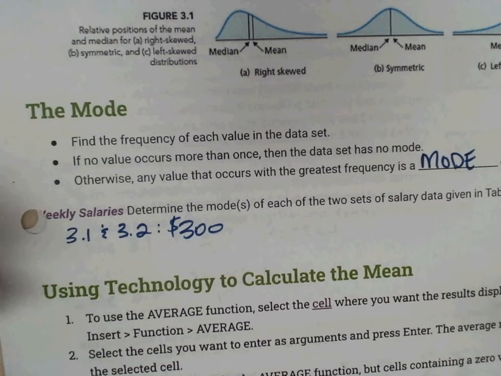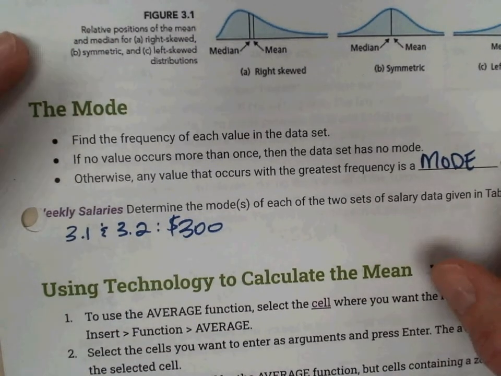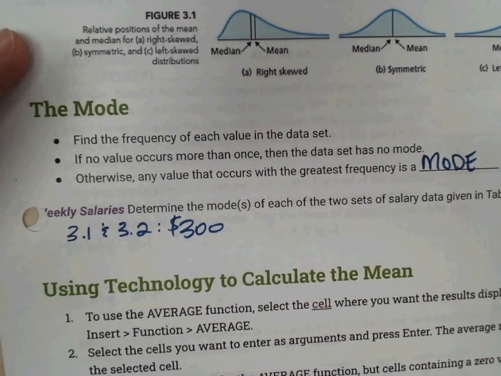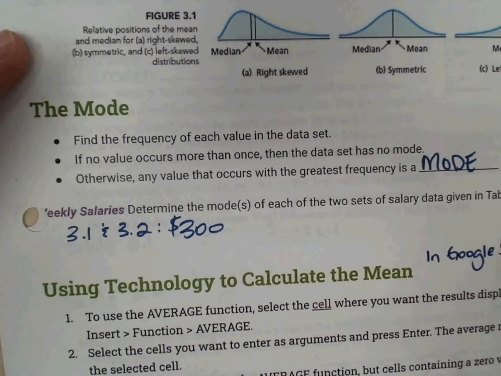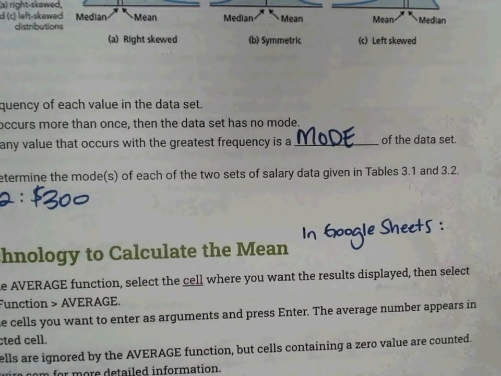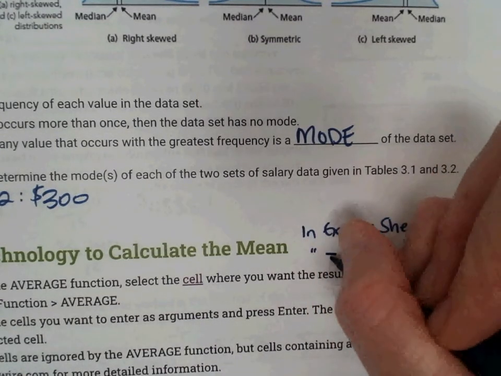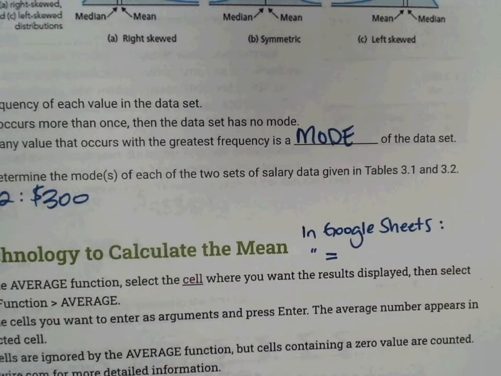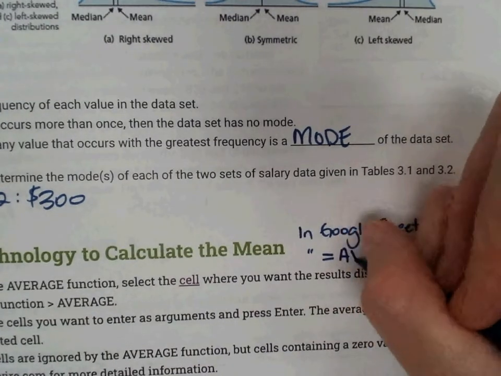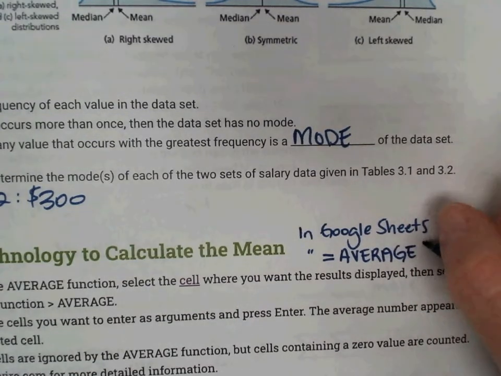We're going to talk about using technology to calculate the mean and the median of data sets. We can do that in Google Sheets. I'm going to give you a note to write down. Everybody should write this down. When we're in Google Sheets, you're going to type in, after you type in all the numbers, equals, remember that's the thing that accesses a function, equals average.